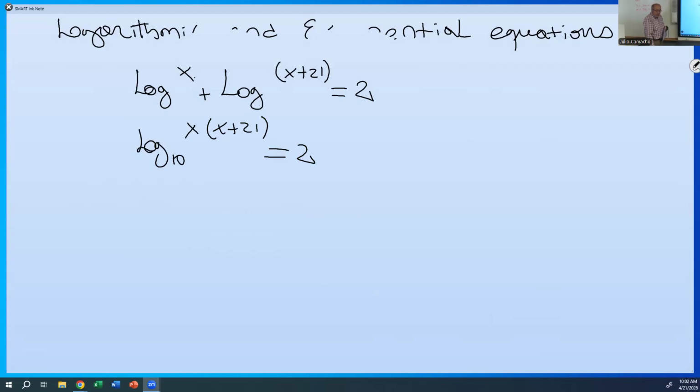You can multiply x and x and y. But before you can do that, right now you take the base of 10 and put it to 2, because we go to exponential. Now you have an equation, because 10 to the second power is equal to the exponent. That will be x times x plus 21. Now we have an equation.